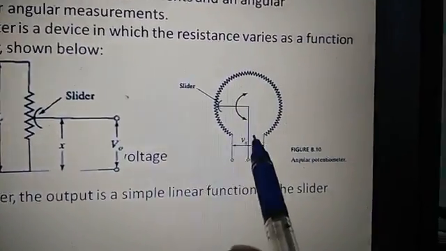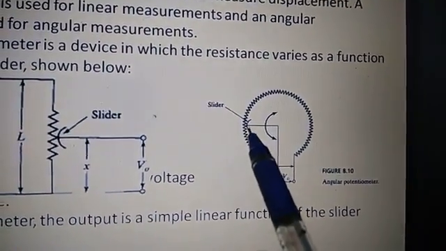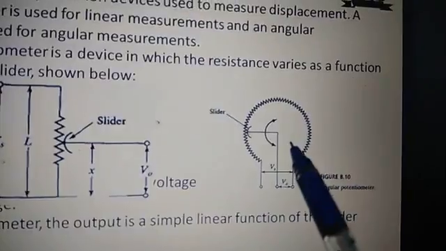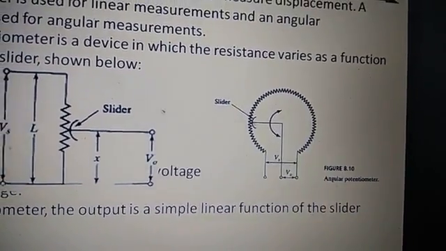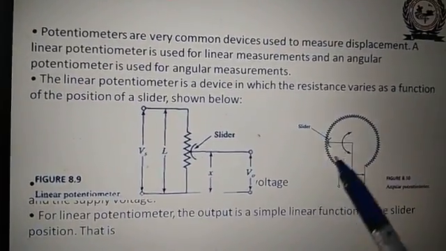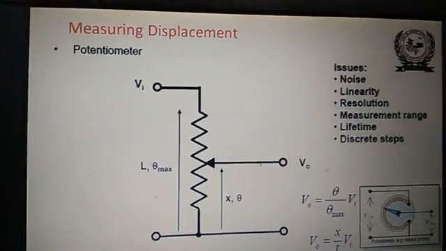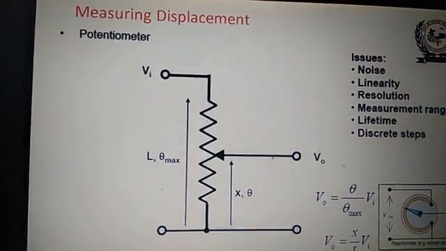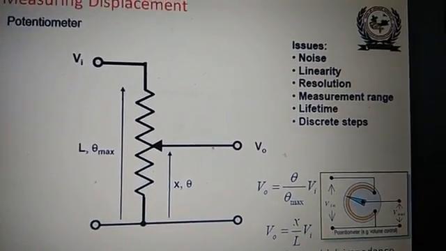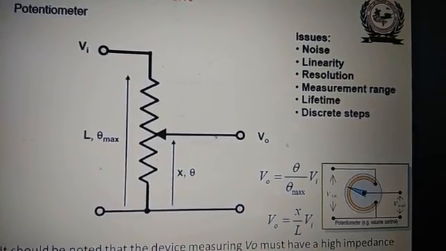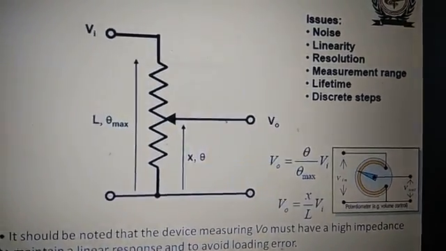And this is the angular rheostat potentiometer. Here this is a slider, and it will change like this, and angular movement will be observed as a change in voltage due to a change in resistance. So this is for angular movement, angular displacement, and this is for linear displacement. These potentiometers can be used. Linear potentiometers are used for linear displacement. You can see here some drawbacks and issues: noise, linearity, resolution, measurement range, lifetime, and discrete steps.